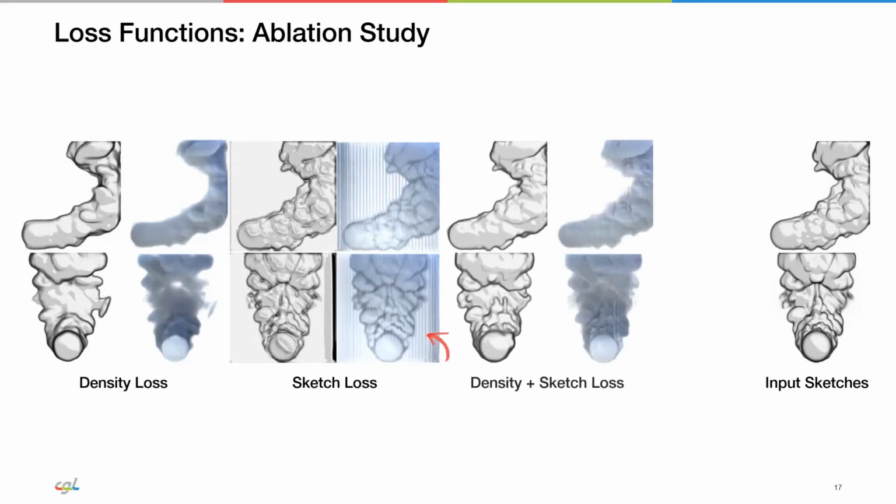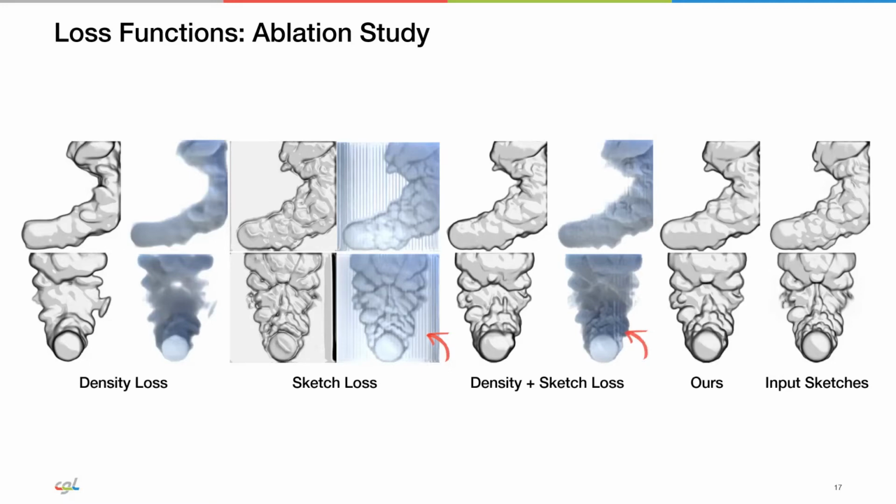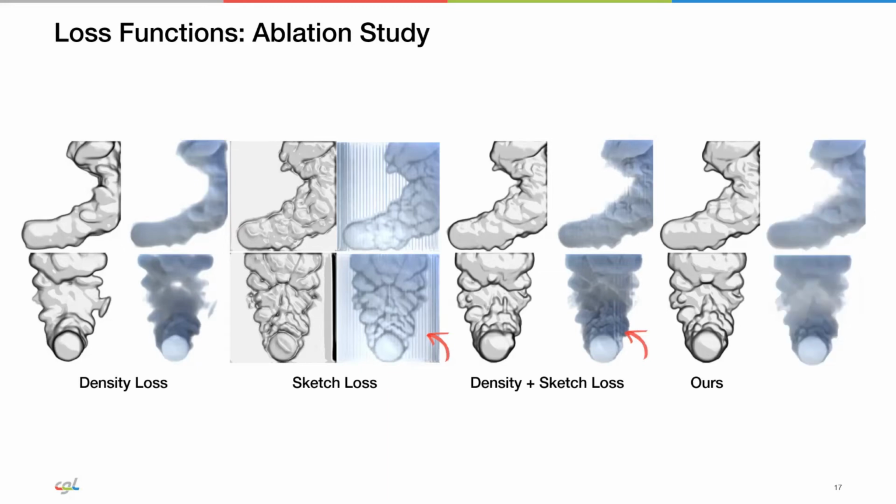If both density and sketch losses are combined, the result looks good as sketches, but there are still some artifacts in the depth axis. Finally, depth variation loss is added. Our result looks quite close to the input sketches while reconstructing plausible volumes.